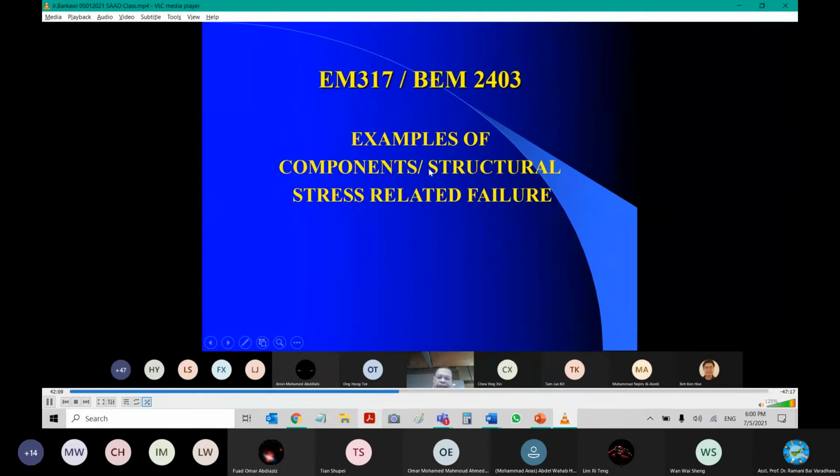I compiled a few of these, which I call component or structural stress related failures, as the start of this particular course, so that you will be able to relate when we talk about stresses, component behavior, and component capability. If you have the knowledge in that field as an engineer, you should be able to help hopefully in preventing those. So those are the preamble to this particular course because they are stress related.